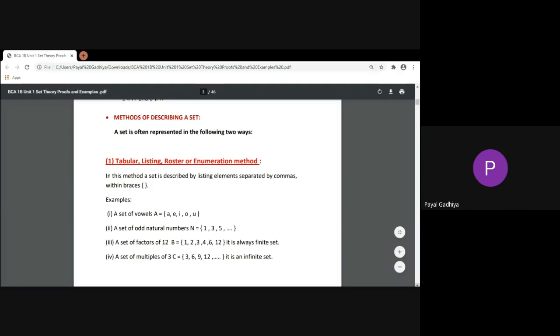So examples of sets: set of vowels, set of odd natural numbers, which is 1, 3, 5, 7, 9. A set of factors of 12, which are 1, 2, 3, 4, 6, 12. Then a set of multiples of 3, so this is the set C, 3, 6, 9, 12, and it is an infinite set. So these are the representations, which are called tabular method, listing method, roster method, or enumeration method.